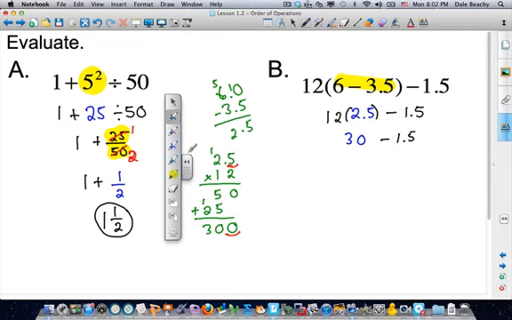So 30 minus 1.5. Once again, if I need to, I'm going to work off to the side. I'm going to subtract 30.0 minus 1.5. Gives me 28 and 5/10. So the indicated value is 28 and 5/10.